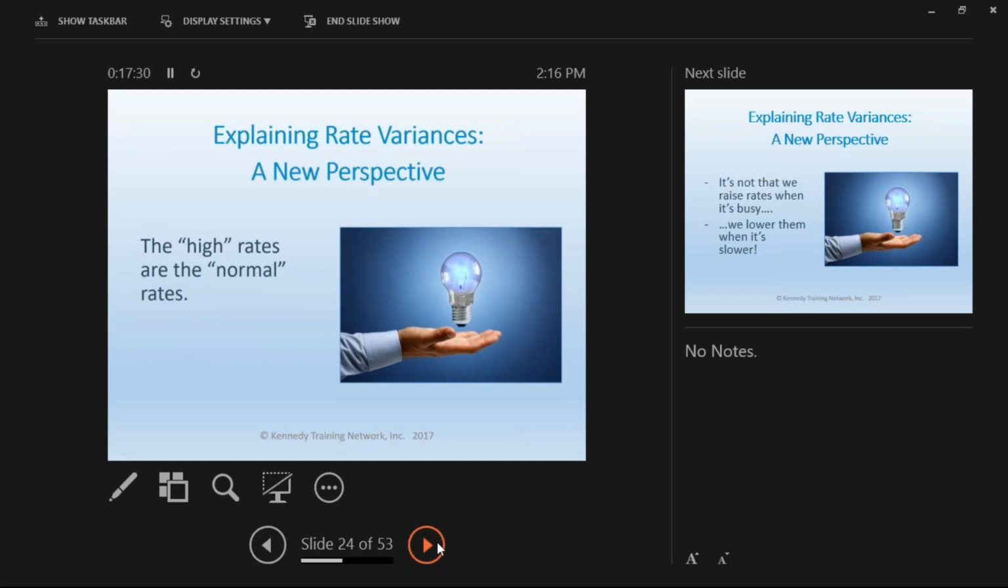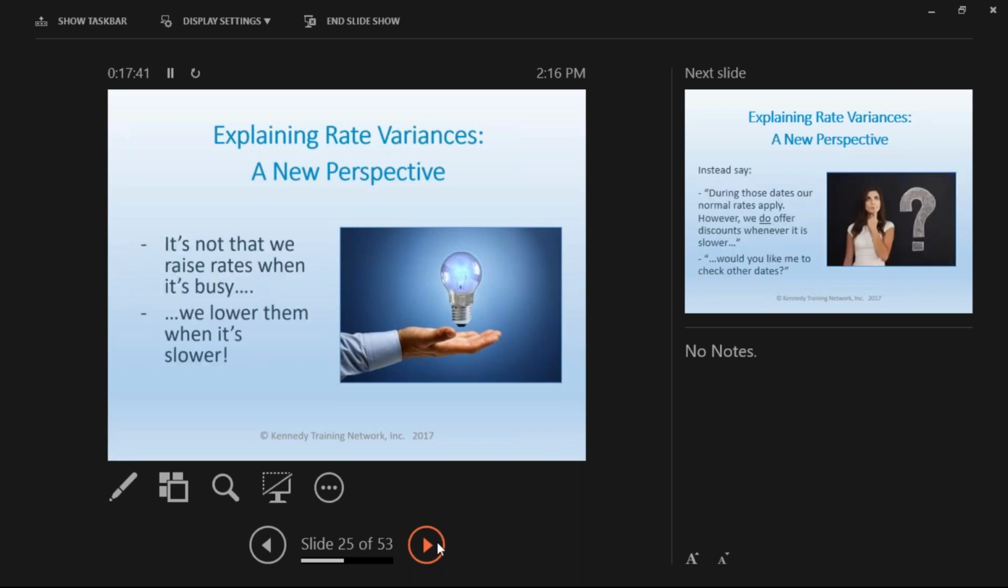But I'm going to give you a new perspective that I hope you can relate to, and maybe will be a flash like the light bulb you see in this photo. The high rates are the normal rates, people. We do not raise rates. We lower them when it's low. We do not raise rates when it's busy. The July 4th is normal rate. Friday and Saturday is normal rate. May, Saturday night is the best time to get married. That's why that's our regular rates. We lower them at other times.